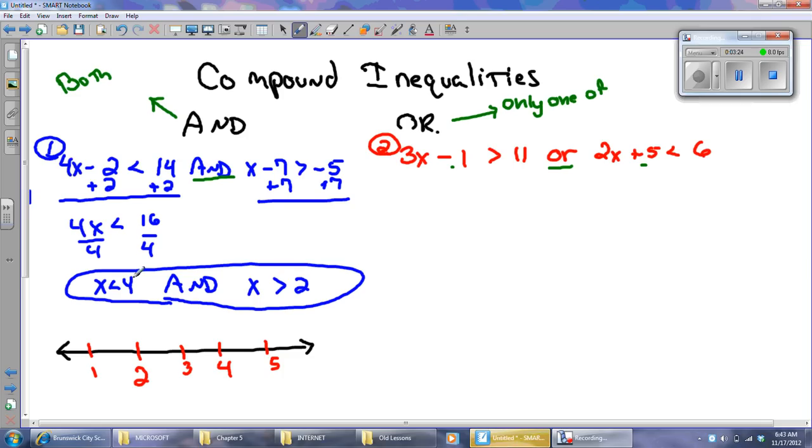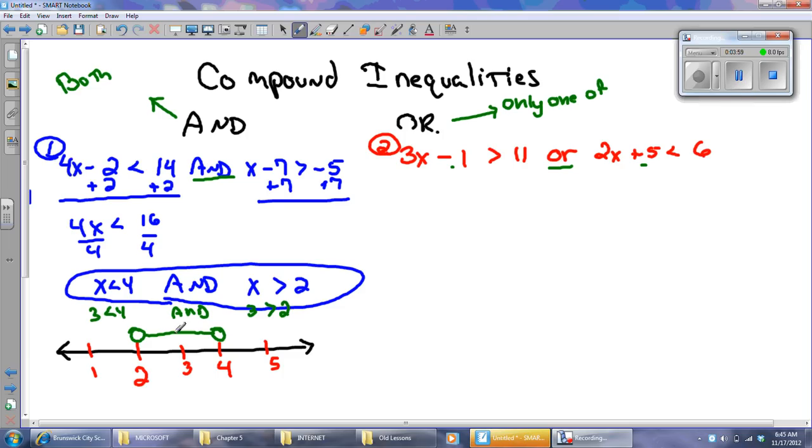Now, I need x is less than 4. The 4 is not included because there's no equal sign. And I need x is greater than 2. 2 is not included. Now, where are the numbers that make both parts true at the same time? Well, they would be in between here, wouldn't they? Yeah. For example, I could put 3 in. 3 is less than 4. And 3 is greater than 2.